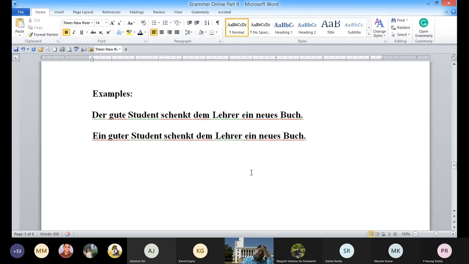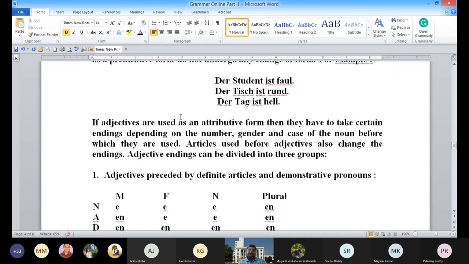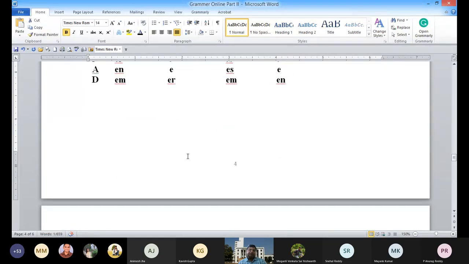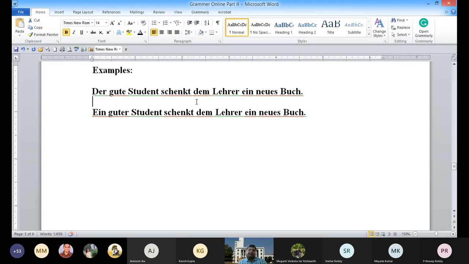Now let me explain with an example. If you look at these sentences, here you have der, a definite article. Gut, gut is the original form of the adjective. It is coming before Student. The student is masculine, and this is the nominative form. So here the e ending will be there. If you look at the definite article adjective forms, in the masculine nominative singular the e ending should be there. So that's why here: der gute Student schenkt dem Lehrer..., presents to the teacher.